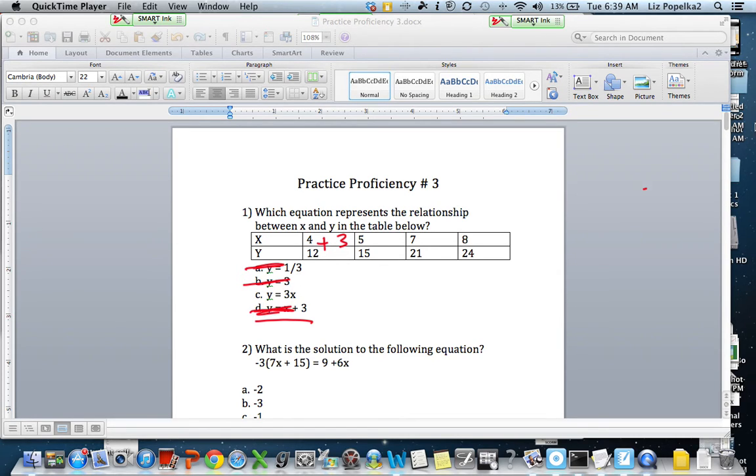Last but not least, let's try out option C. Remember, when that 3 is just sitting next to the x, that means multiply. So this is saying that to get y, I need to do 3 times x. Well, 4 times 3 is 12, 5 times 3 is 15, 7 times 3 is 21, and 8 times 3 is in fact 24. So the relationship for the two of these is in fact C.